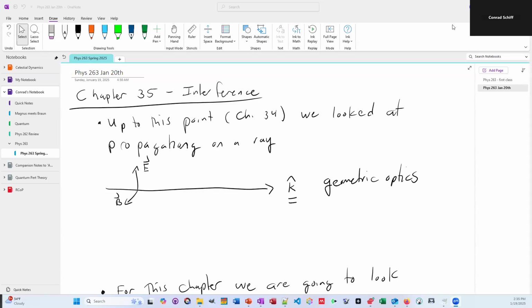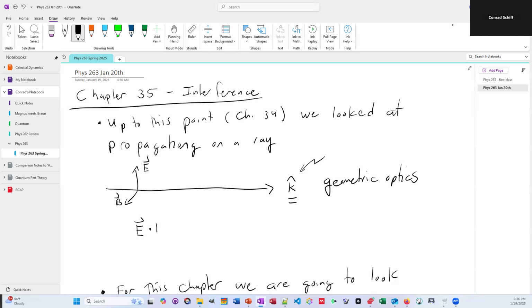Welcome to part one of a study of chapter 35 from Halliday, Resnick, and Walker's Fundamentals of Physics. Chapter 35 is on interference, and up to this point, that is to say through chapter 33, we've looked at propagation of a ray that involves the ray moving in a particular direction, here denoted by the unit vector k, and the electric and magnetic fields being perpendicular to k.